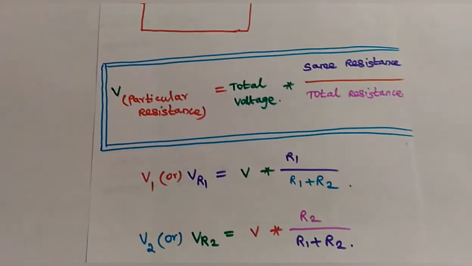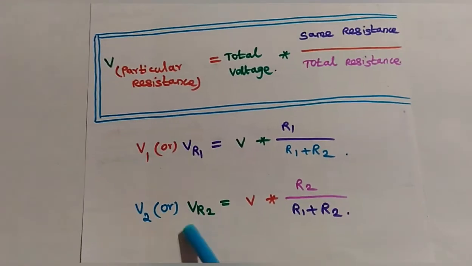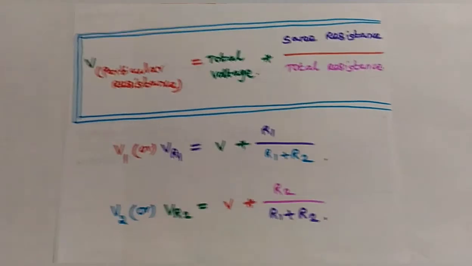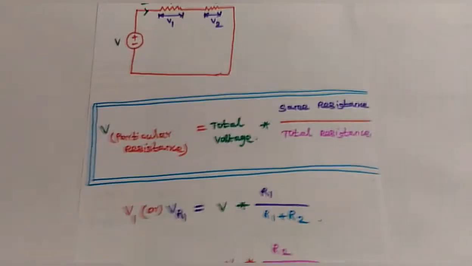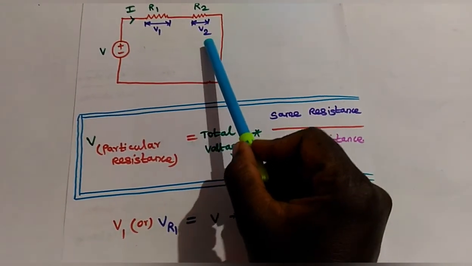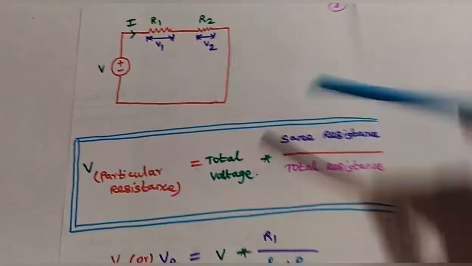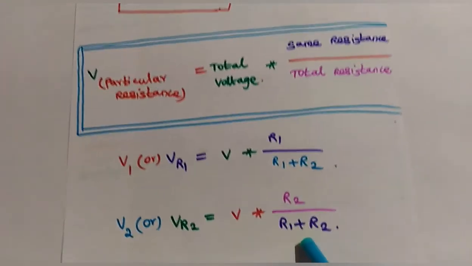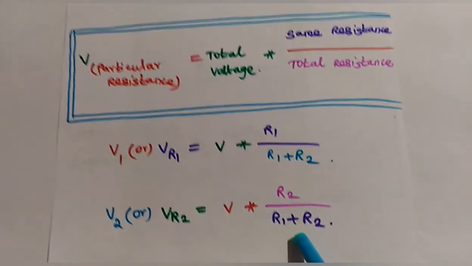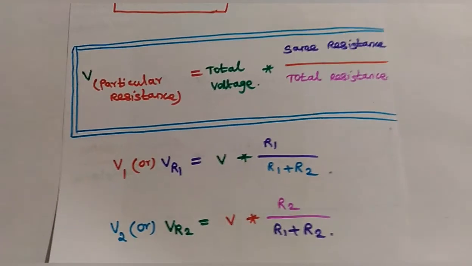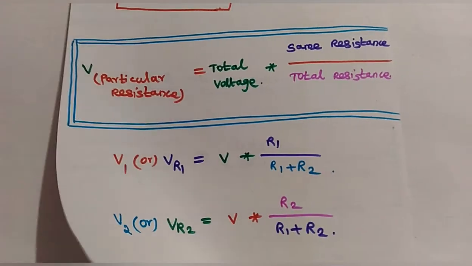Suppose I want to find the value of voltage across the second resistance. What is the voltage across the second resistance? In this network, the total voltage will be V. So we want to find the voltage across this resistance, so the corresponding resistance value is R2. That is the total voltage times the same resistance divided by the total resistance of the network. So this is the formula for the voltage divider rule, and this is used to find the value of voltages across the separate resistances in a series network.